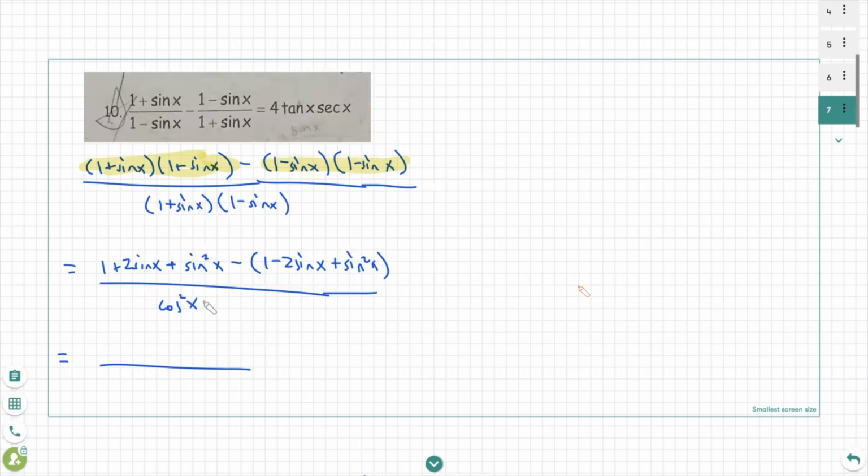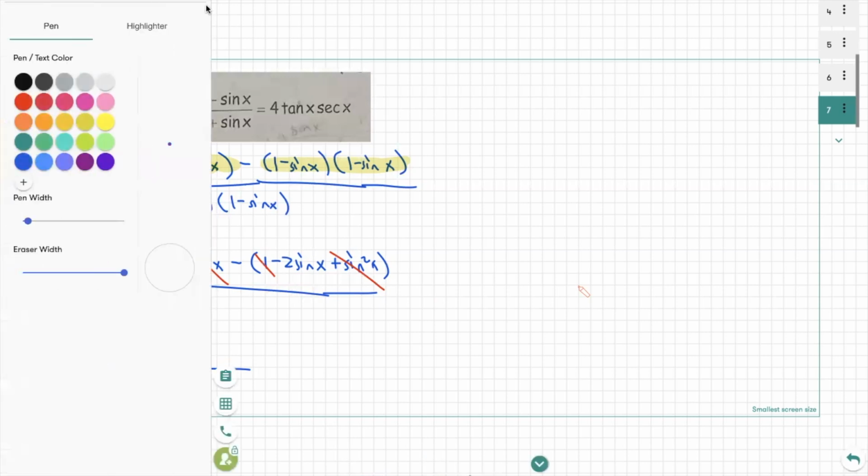Well, 1 minus, okay, so you'd have 4 sine x. Yeah, that's what's left, right? 1 minus 1, sine squared minus sine squared. And then you're adding a 2 sine x, right? Yeah.